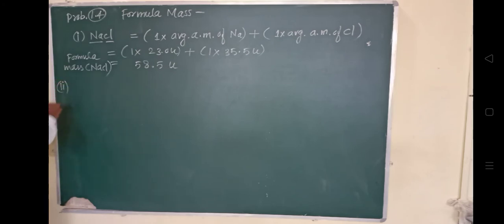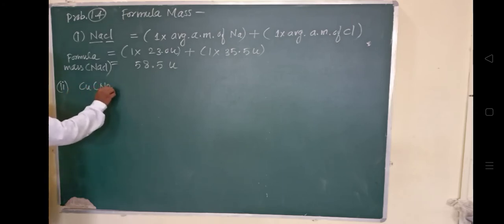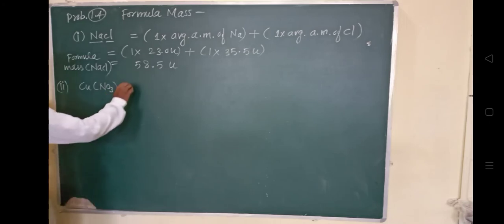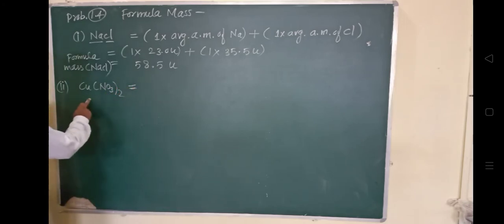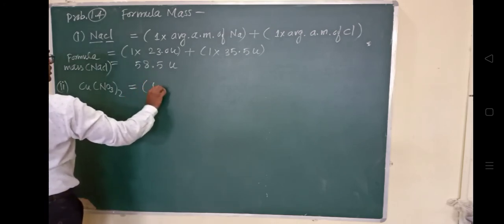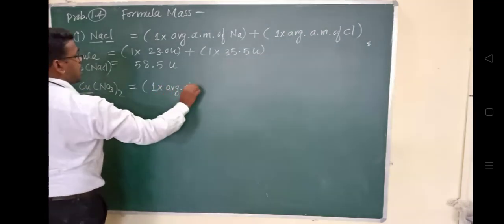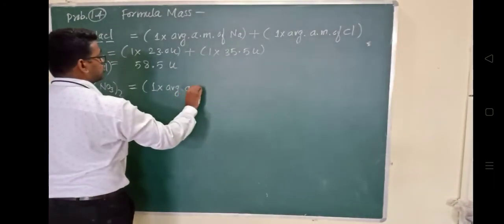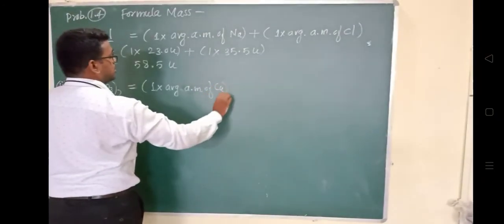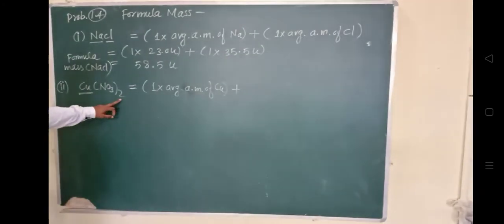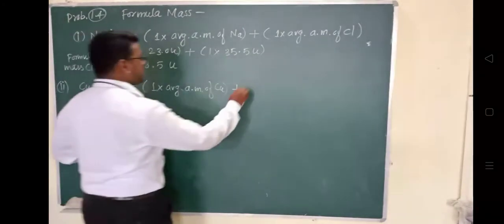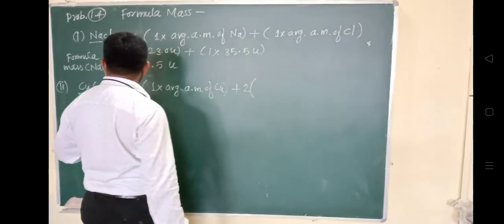Second example, we'll take the formula mass of Cu(NO3)2, copper nitrate. Now what we have to find out is the formula mass for this ionic compound. So what can we write? 1 into the average atomic mass of copper, plus, look here, it is NO3 twice, so I will take this coefficient twice on the outer side.